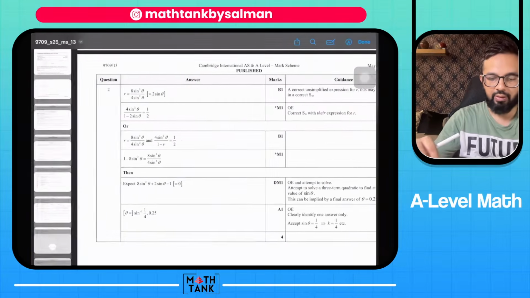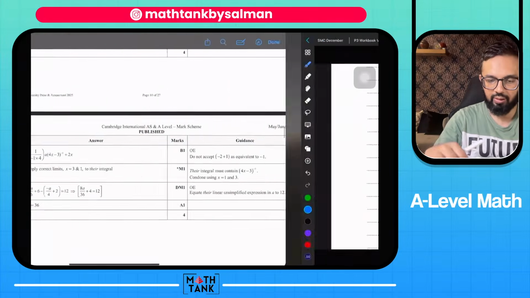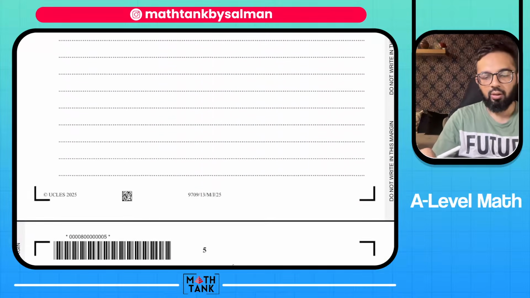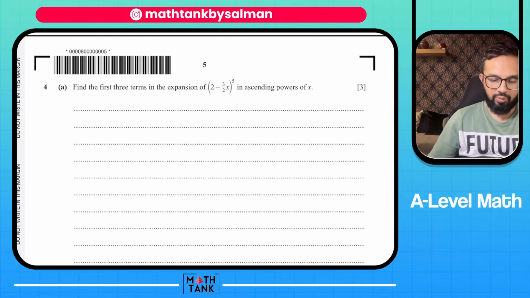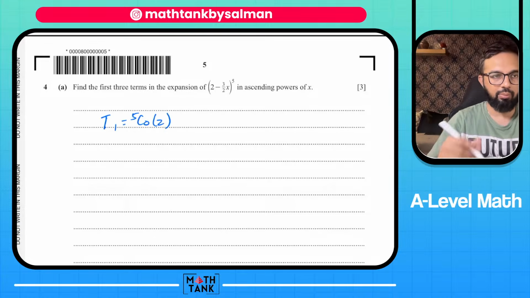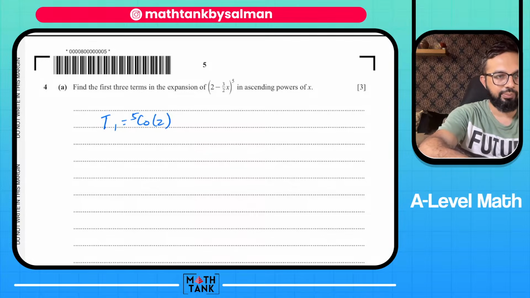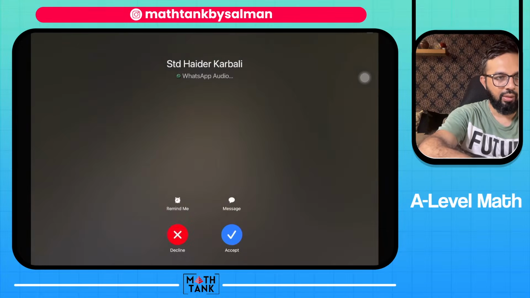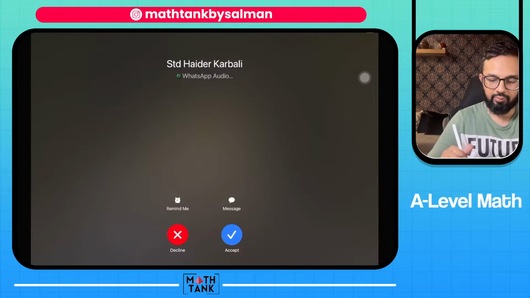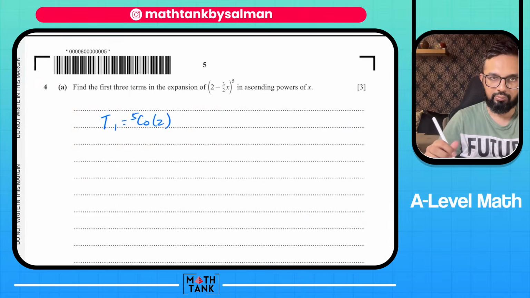$56. Let's see if that's the correct answer. Yeah, that's the correct answer. Okay, moving on. Question number 4. The first three terms in the expansion. So term number 1 is NC0 to power n minus 0. 5 minus 0 minus 3 over 2x power 0.